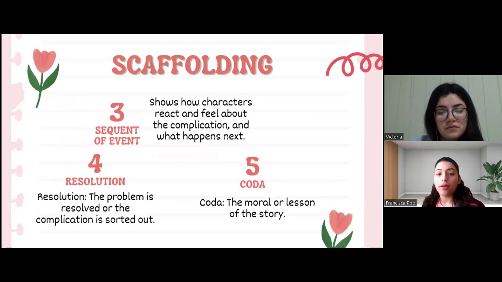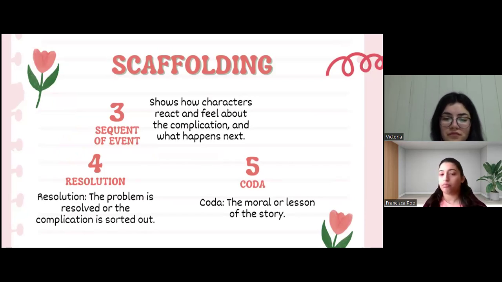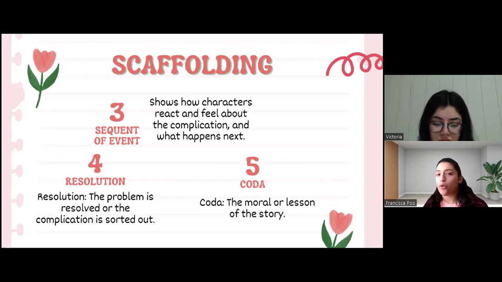Here is the complicated part. Through the sequence of events, we can show how the characters react and feel about the complications. Both characters have several sequences of events in which they had to fight against famine and be resilient. In the resolution of this text, we do not see a quick resolution, but we can connect it with the coda, which is to have the value to continue living what we are living and be resilient, brave and determined to find the good in life.